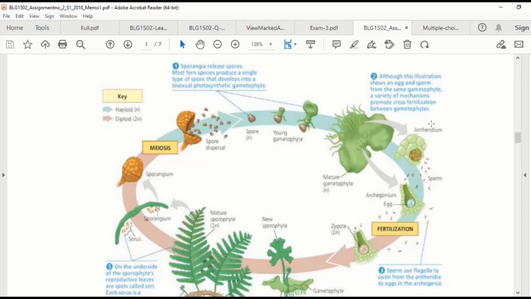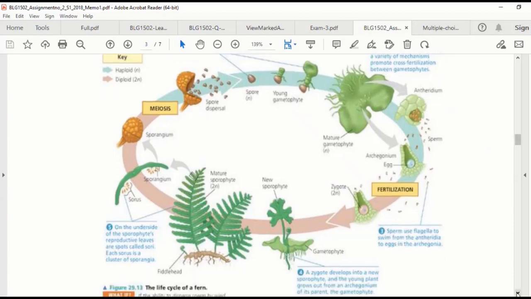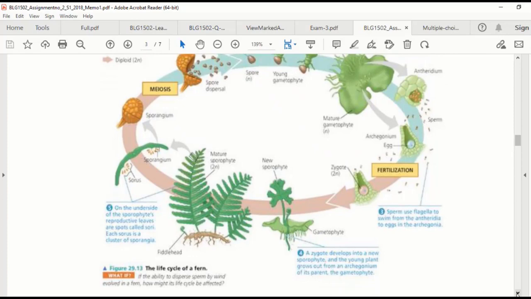Therefore, with this fertilization, the sperm uses flagella to swim from the antheridia to the egg. Remember, they could just give you a one-word-term question where they say what is used by the sperm to swim from the antheridia to the egg, and you might actually have to say flagella. So each and every detail here is important because they might resurface it or bring it back in the form of a multiple-choice question or in one-word terminology.